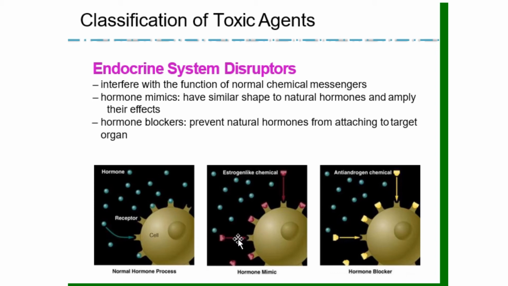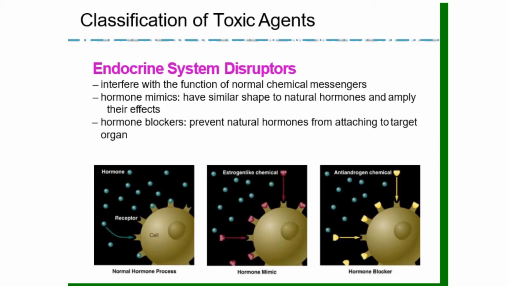Therefore, even if this estrogen-like chemical is not a circle, the face of this chemical facing the receptor is almost the same as the estrogen. So it can still be received by the receptor. And instead of the hormone, it is the chemical that is attached to the target cell. So, this is for mimicry.